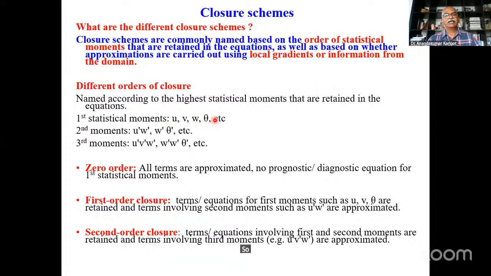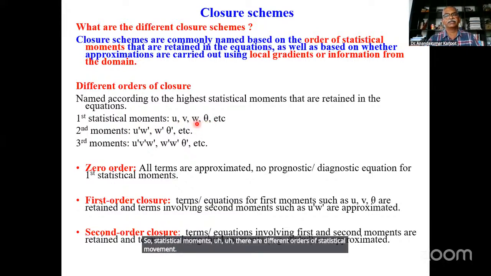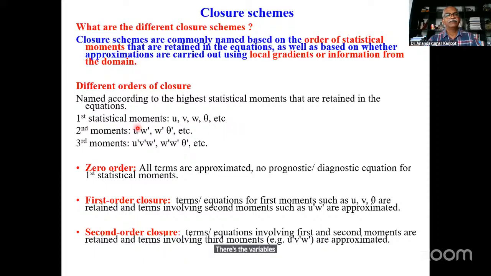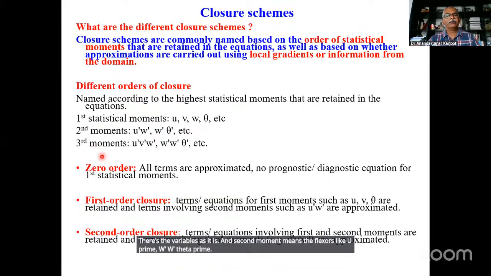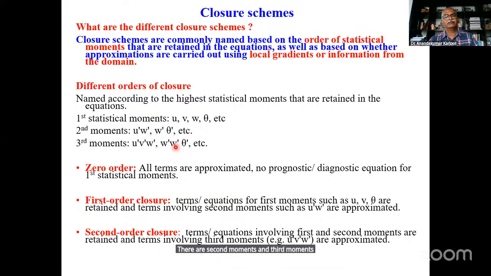So statistical moments, there are different orders of statistical moment. First moment means the variables as they are. And second moment means the fluxes like U prime W prime, theta prime. And then there are third moments like U prime, V prime, W prime, like that.